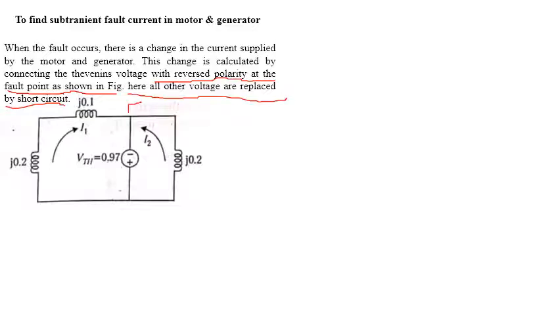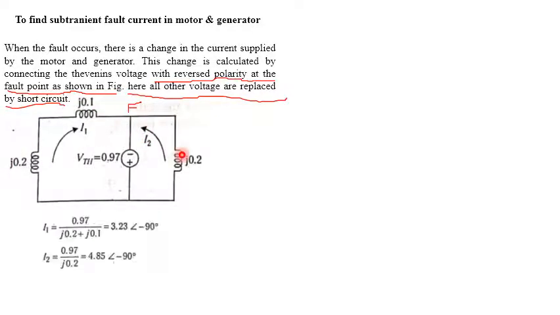Let's consider that this is the generator, this is the motor, and the transmission line. There is a fault at this point, so we have to change the polarity, from plus to minus and minus to plus. We have the voltage source in the middle, at the fault point. Then we have to calculate I1 and I2. While calculating this part, make this separation, and while calculating the other part, make that separation.